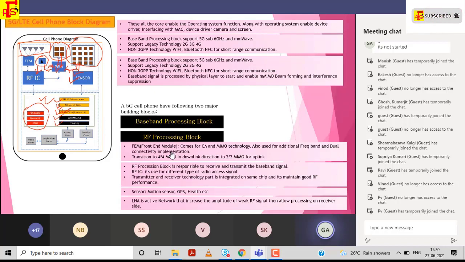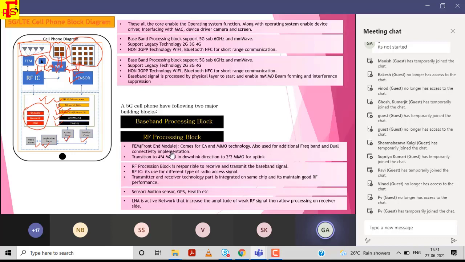The other part, below, is the media core, application core, camera core, and location core, right? There is a camera in your mobile. When you click on the camera, this camera core application enables the operating system, and after that you are able to open the camera. In the location core, when you enable the map location, GPS, then it enables the location core. So these cores are also built into this baseband processing block. So this is the overall description of the cell phone block diagram.